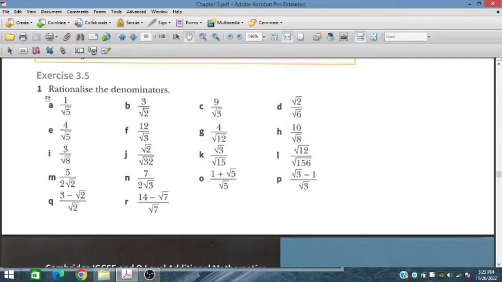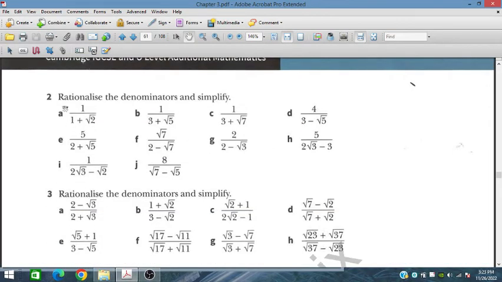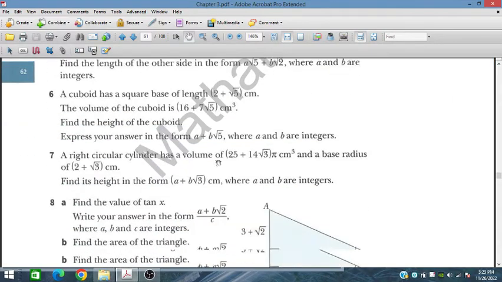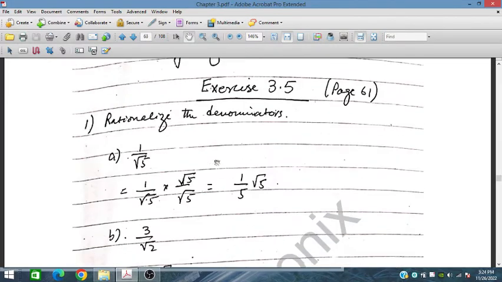Let's start from question number 1. In this question, we will rationalize the denominators. Some surd values are given in the denominator, and we have to eliminate these under root numbers from the denominators. Similarly, we do for problem numbers 2 and 3. So let's start question number 1.